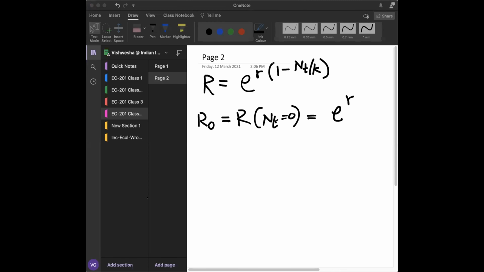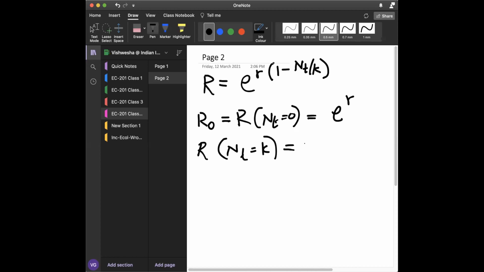And then what is the possible interpretation of K in this model? Now if you put Nt equal to K, what do you get? It's basically e power 0, which is 1, right? So what happens to the population when R is equal to 1? It remains at equilibrium. So it's actually an equilibrium population. So basically K is an equilibrium population.